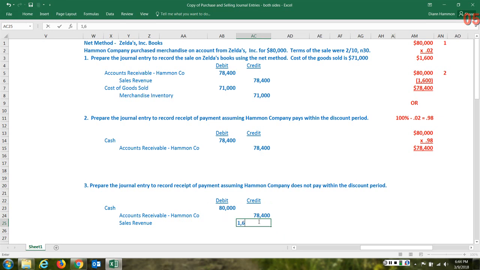There is a difference of $1,600, which turns out is the amount of that original discount that we reduced the invoice by. Now what do we do with that? Well, because we are talking about sales revenue, we're actually going to increase the amount of sales revenue by that $1,600. So credit sales revenue for the difference.